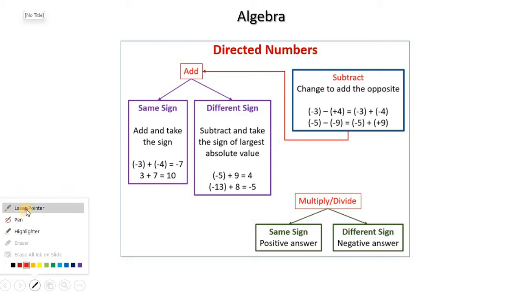All right, so we start. Directed numbers. You know what directed numbers are, right? Basically numbers with positive signs and negative signs. We talk about the negative numbers.